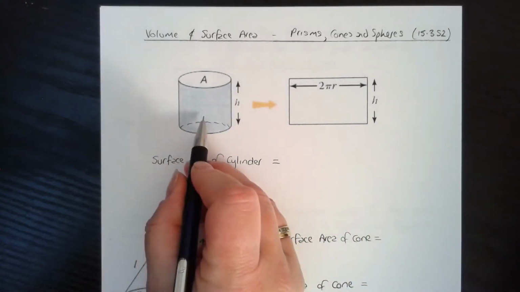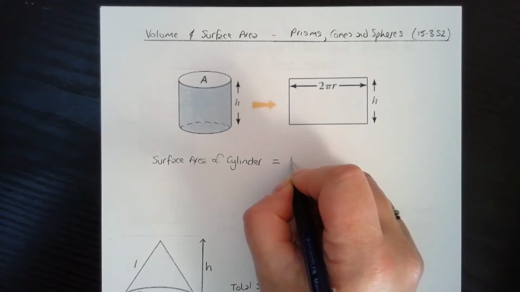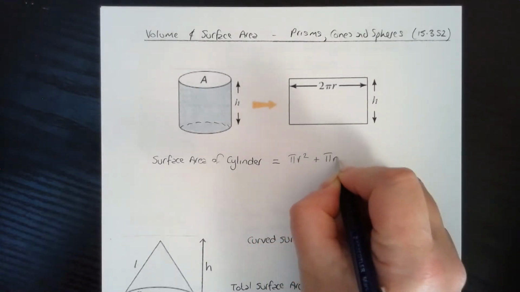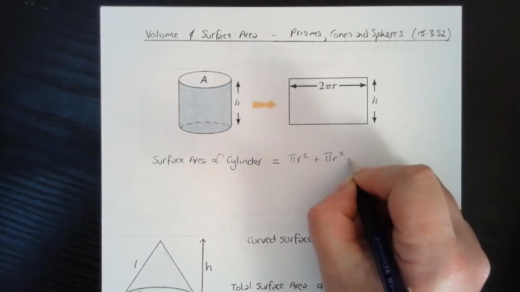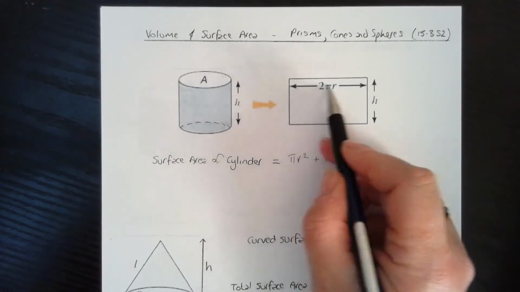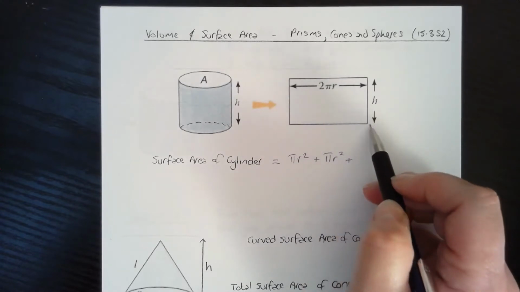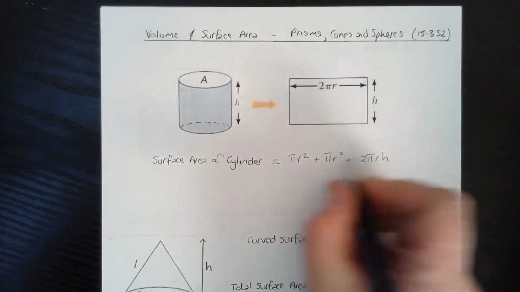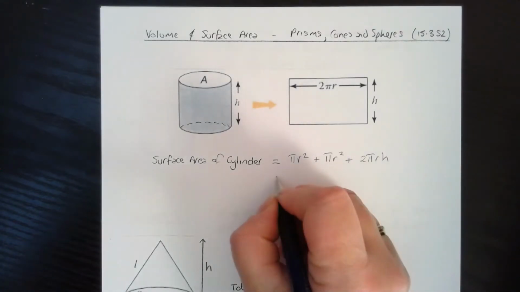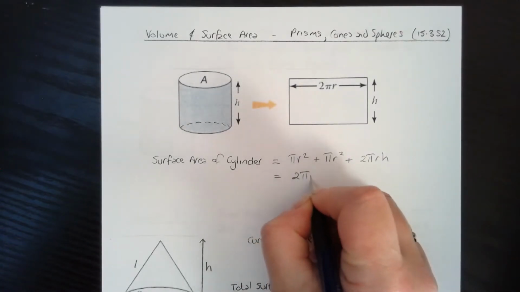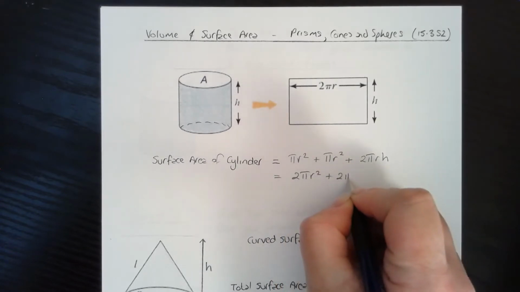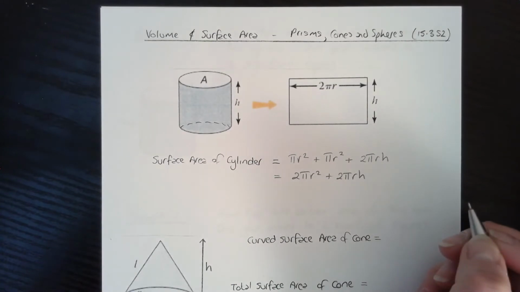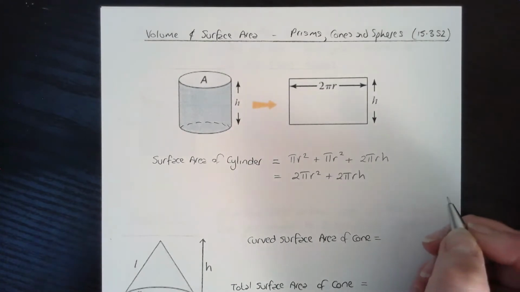So for this cylinder here, we have got a circle on the top which has an area of pi r squared, another circle on the bottom with an area of pi r squared, and then this rectangle which is 2 pi r, that length, times by the length h, 2 pi r h. Two circles, that's 2 pi r squared plus 2 pi r h. That would be the formula for finding the surface area of a cylinder.